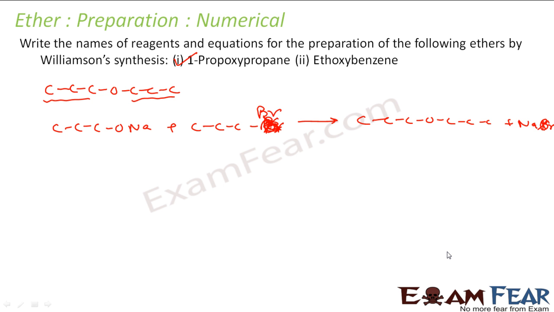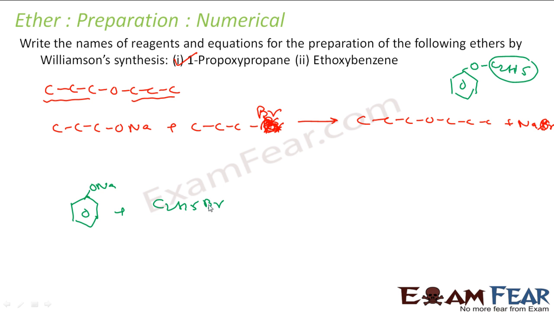The next is 1-ethoxybenzene. So the product is this. I can put this portion with halide, and this portion I can put with ONa. So what you will get is this with ONa, and this small portion is the primary alkyl halide. This is bromoethane, this is sodium phenoxide. When you go for a Williamson synthesis, you get C6H5OC2H5 plus NaBr.